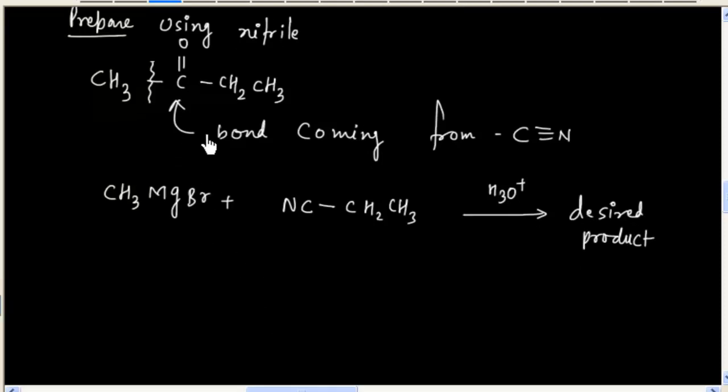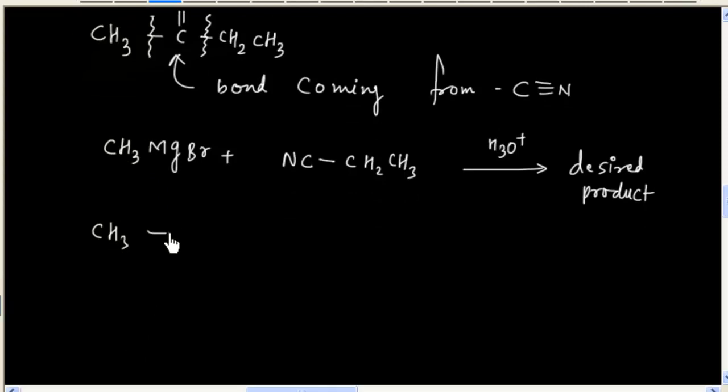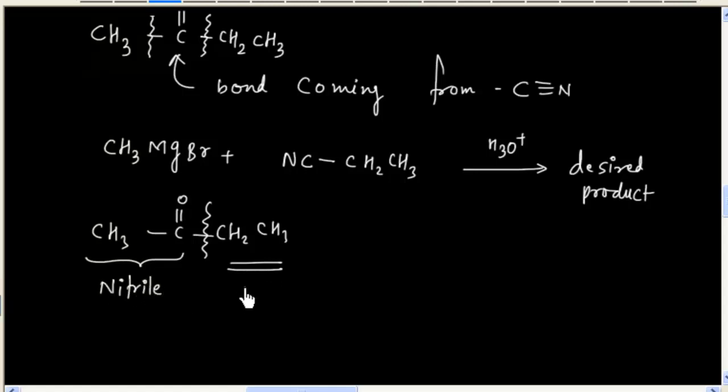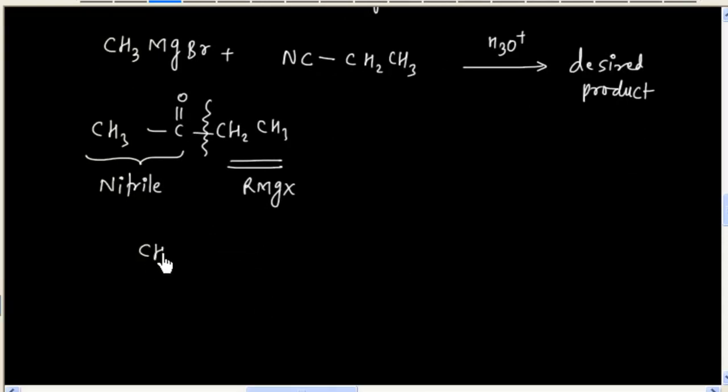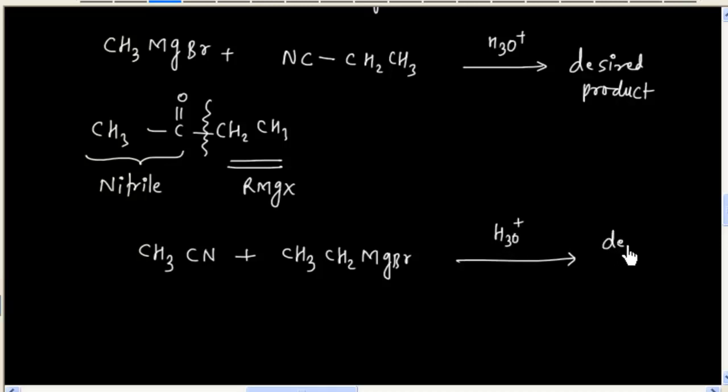Another possibility we have, we can break from here. So if I break from here, this will be Grignard reagent and this will be nitrile. So in this case, we will have CH3CN plus CH3CH2MgBr. And this upon hydrolysis will give the desired product.